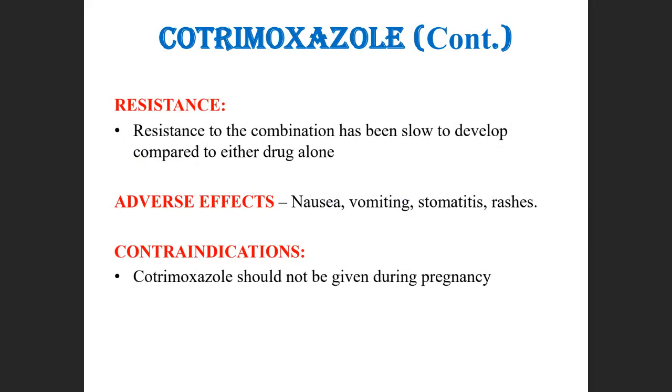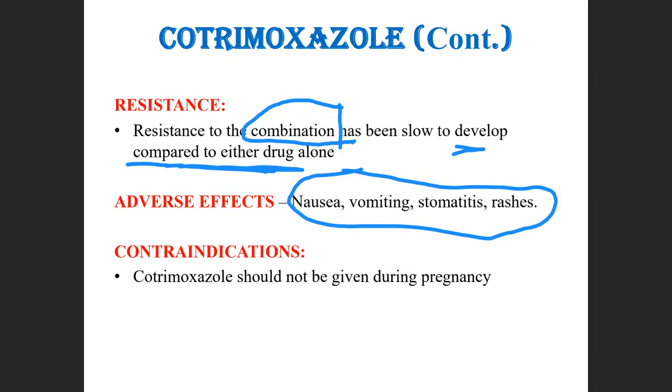Resistance to this combination drug is very, very low when compared to giving a single drug. Resistance to the combination has been slow to develop compared to either drug alone. So when we are giving a single drug like trimethoprim or sulfamethoxazole or sulfadiazine, anything, the resistance will develop very slowly over here. The problems here are that the patient might have normal GI disturbance, adverse effects like nausea, vomiting, stomatitis, and rashes. And the contraindication is that this drug cannot be given during pregnancy.